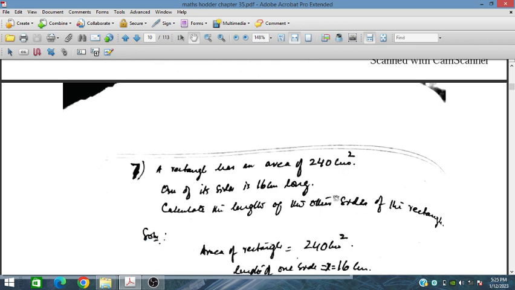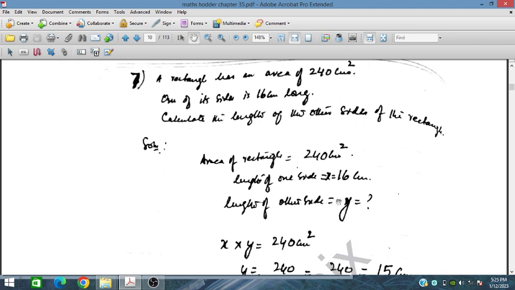Question number 7. A rectangle has an area of 240 centimeters square. One of its sides is 16 centimeters long. Calculate the length of the other side. So we will divide this 240 centimeters square by this 16 centimeters. So we will get the other side of the rectangle.